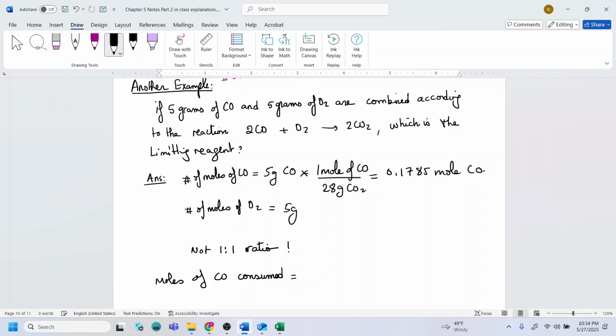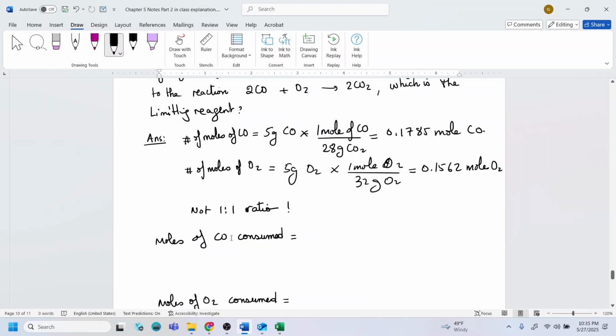So we're starting with 5 grams of oxygen. This is 1 mole of oxygen divided by 32 grams of oxygen. This is the molecular weight of oxygen. And then we're going to go ahead and calculate the moles of oxygen consumed and the moles of carbon monoxide consumed. So to calculate the moles of CO consumed, we're going to use the moles of the oxygen.